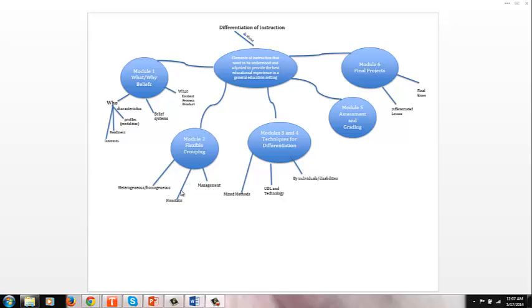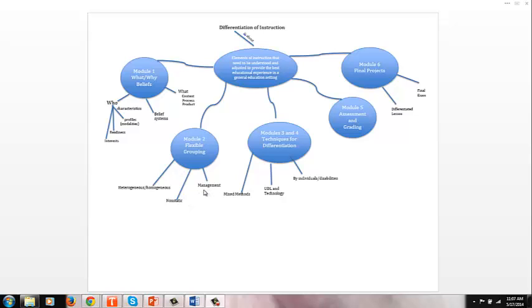Under flexible grouping, the whole principle of that is that grouping is not static. Groups change over time. They might change even from week to week. Readiness changes over time. Interests change over time. And even learning profiles might change. So the principle of flexible grouping is that these groups are not static and they change over time. Students move from one group to another.